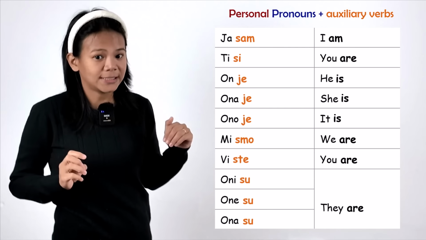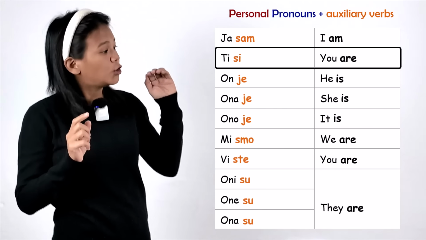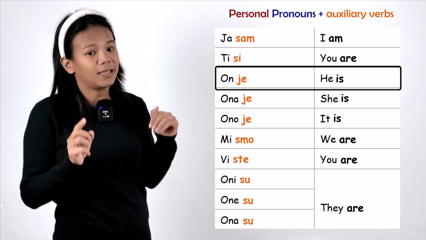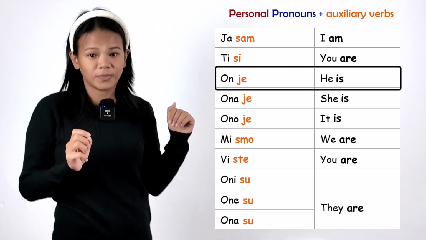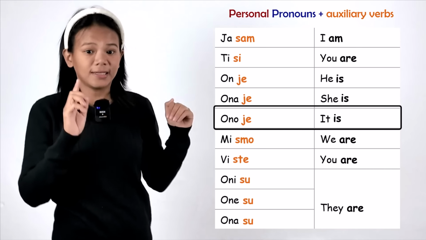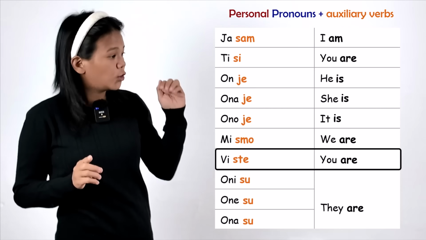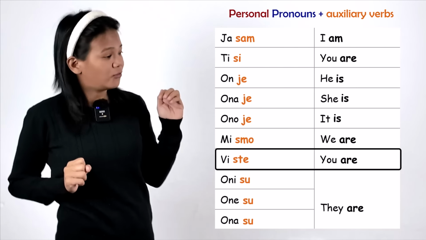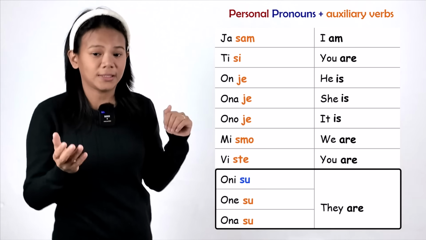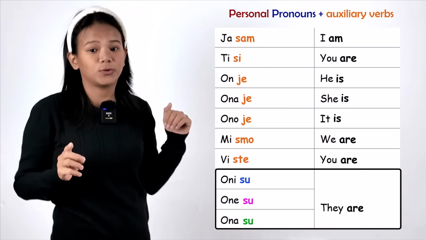Here's the full list again. I am is ja sam. You are singular is ti si. He is on je. She is ona je. It is ono je. We are is mi smo. You are plural is vi ste. They are is oni su for males or mixed, one su for females, or ona su for neuter.